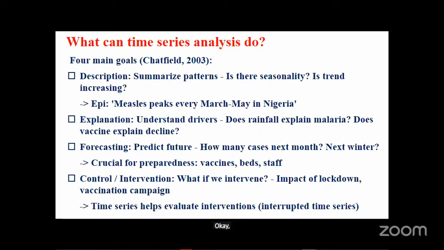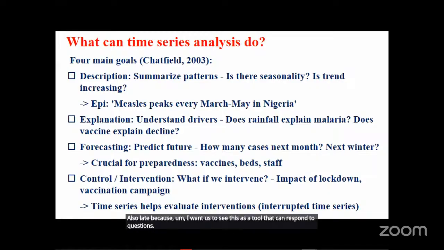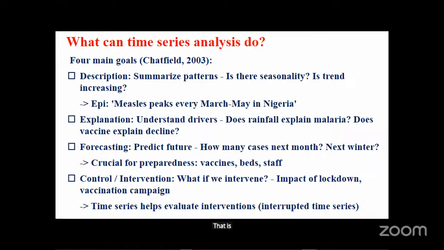Okay, so I want us to see this as a tool that can respond to questions. Probably you have a question. Just like Prof has taught us, if you want to start a research, the first thing is you define your problem. Based on the problem that you define, it tells you what kind of data will help and also what kind of model you will need.